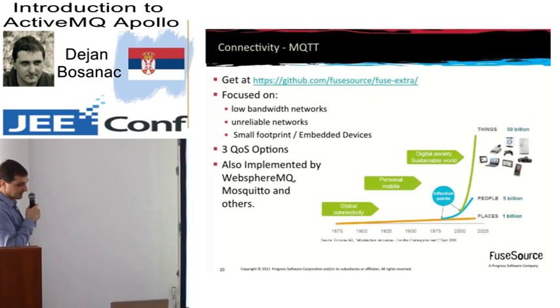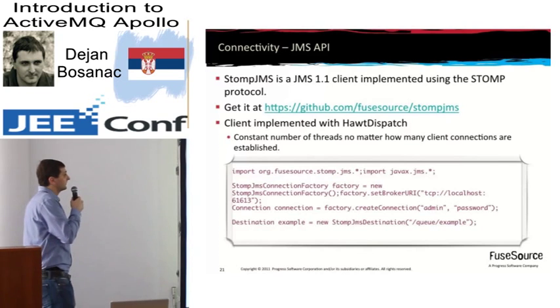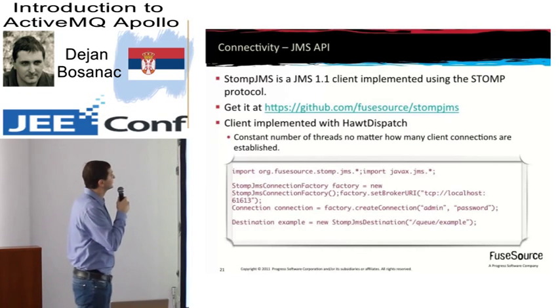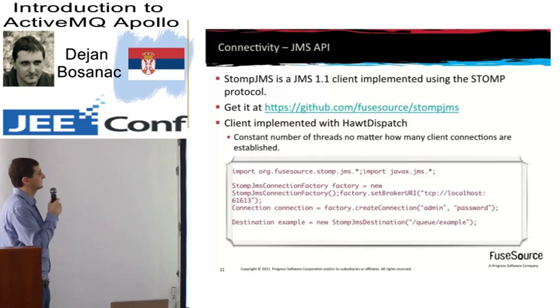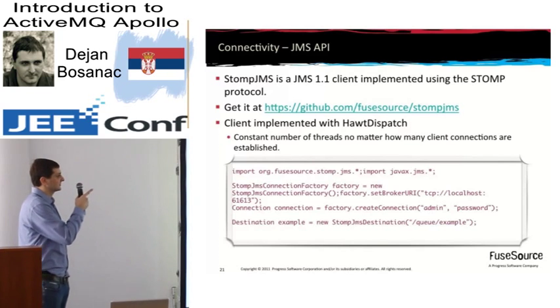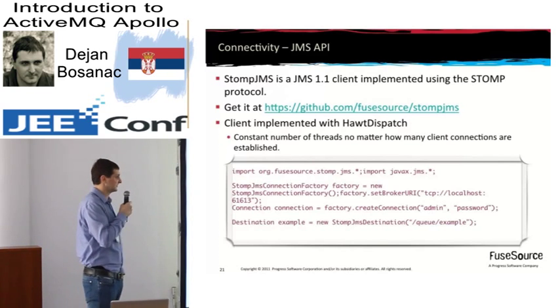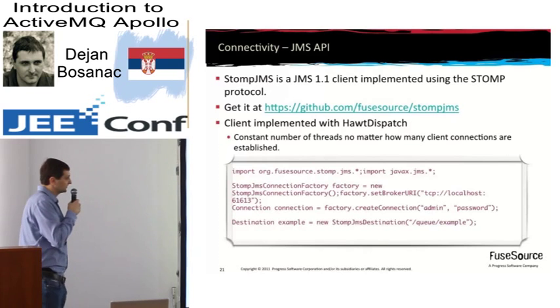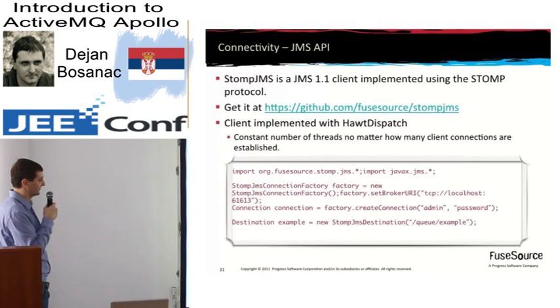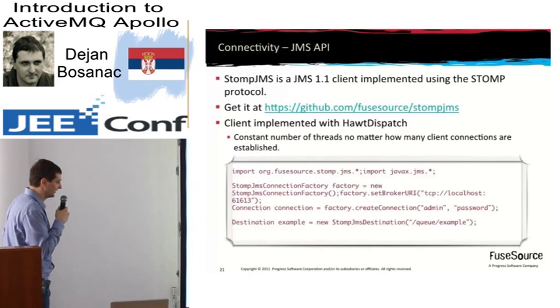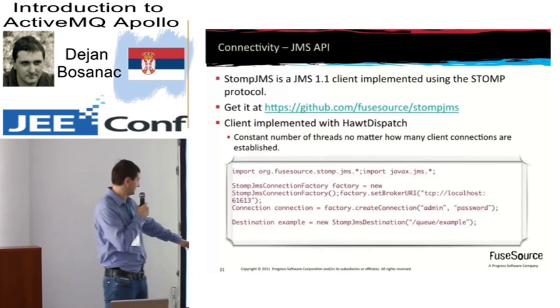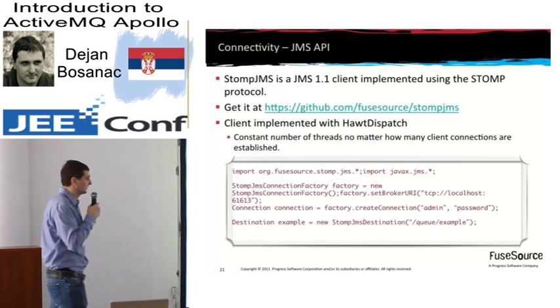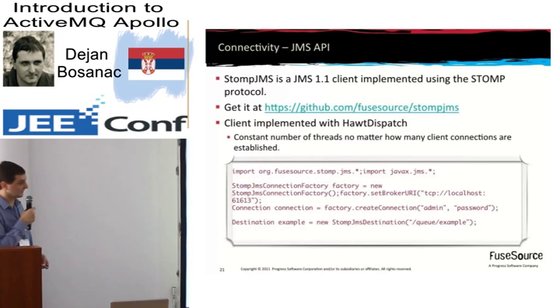For the JMS API, we use a number of things. There's an interesting project that implements a JMS API client over the Stomp protocol. It also uses HawtDispatch for its local architecture. And here you can see an example of how to establish a connection factory and create a connection, and after this point, it's just the regular JMS API you would use with any other client.